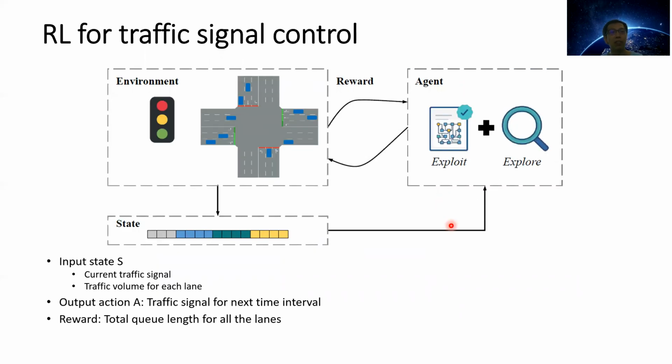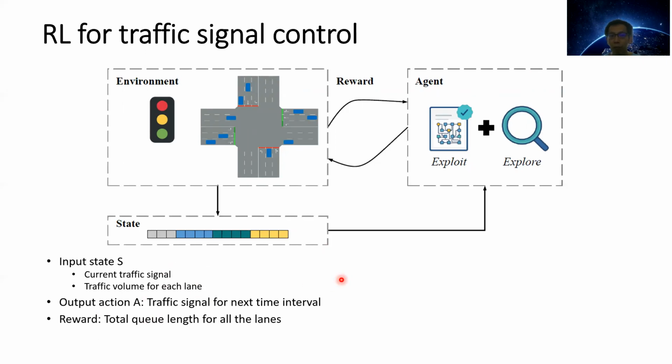Another good example is traffic signal control. Basically here we are trying to determine the optimal strategy for controlling these traffic signals. This problem can be naturally formulated as a sequential decision-making problem using reinforcement learning, where the input states consist of the current traffic volume from each lane and the current traffic signals. We are trying to determine what traffic signals we should give at the next time interval. And the reward is based on the total queue length for all the lanes. Basically, the shorter the queue length, the higher the reward.